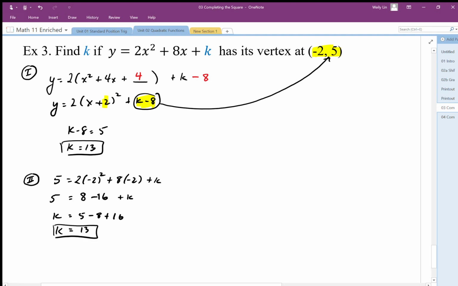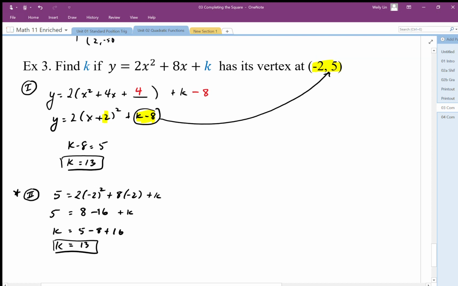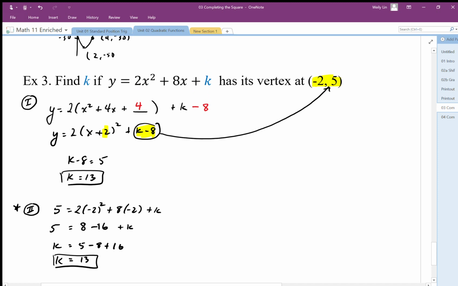Same solution. I think this one is a bit better because it just uses a simpler principle of the fact that we can always plug x and y back into the equation. However, we can relate this general form to a vertex form now, which allows us to make inferences about the vertex. And that's a very important process to be able to do, to be able to convert general form into vertex form.